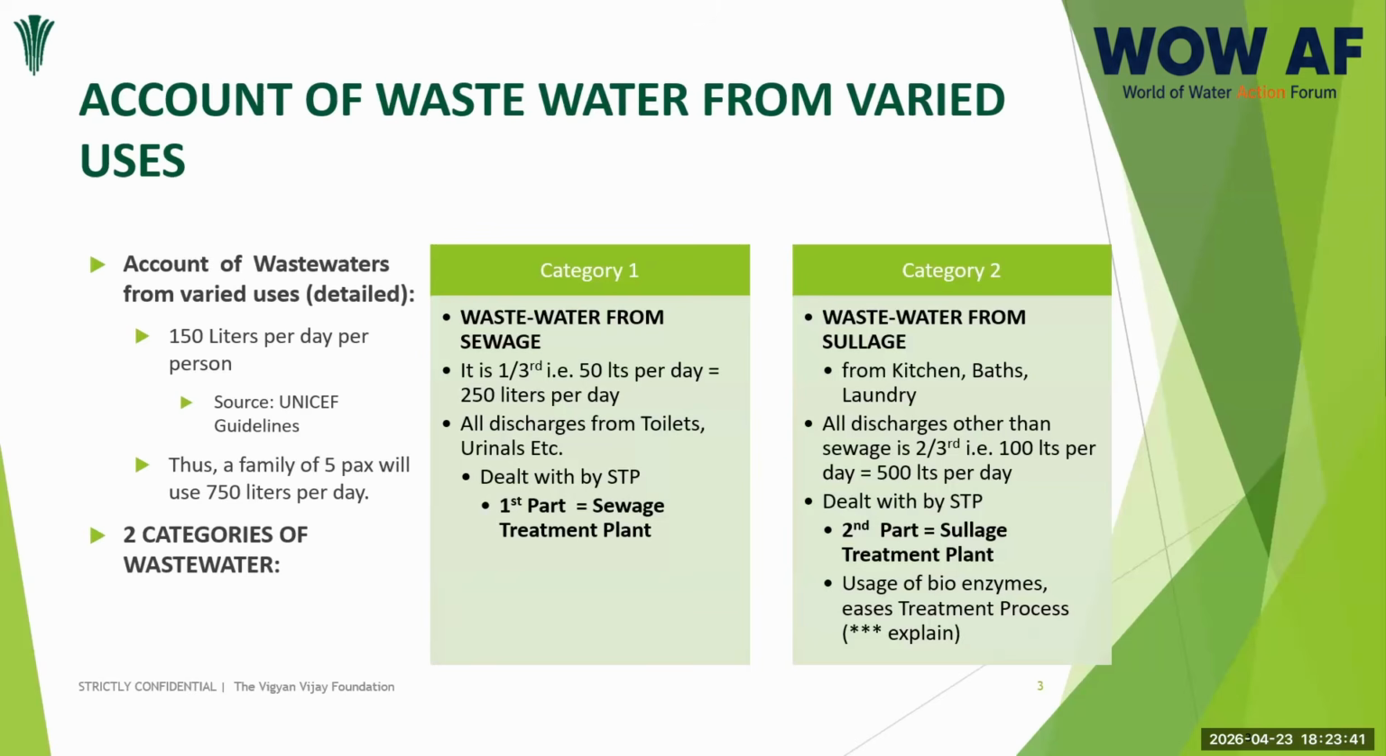Category 1 is the wastewater from sewage, and in a house or a housing complex, which we'll all be dealing with, it is about one third of the water being supplied. We'll take it as, say, 150 liters per person per day, GPCD, and this will be dealt with properly by the sewage treatment plant, properly called a septic tank. And we have the second category, which has the bulk of the water.